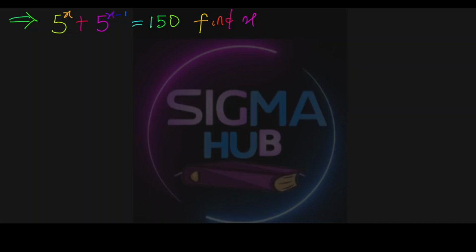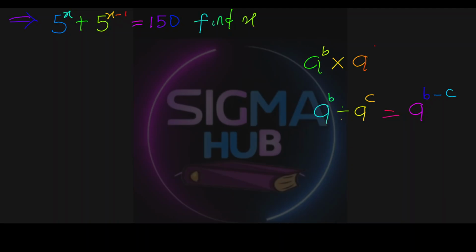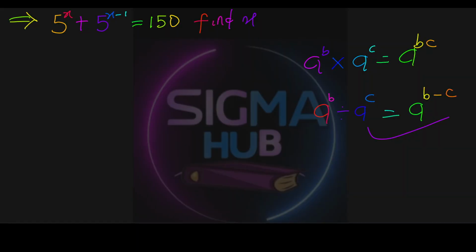So what do we do here? We have to split 5 raised to the power of x minus 1. And don't forget, like I told you, when we have a raised to the power of b divided by a raised to the power of c, it's going to give us a raised to the power of b minus c. And when we have a raised to the power of b multiplying a raised to the power of c, it's going to give us a raised to the power of b plus c. We are just going to be considering this second one, because what we have is x minus 1 as the power, which is in line with this second law here.